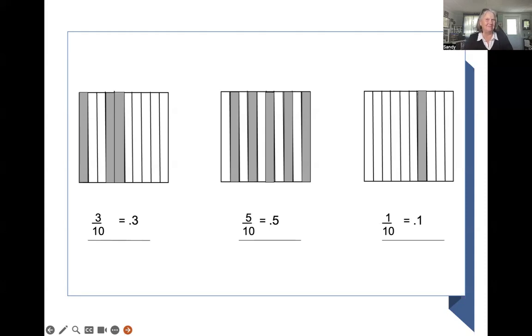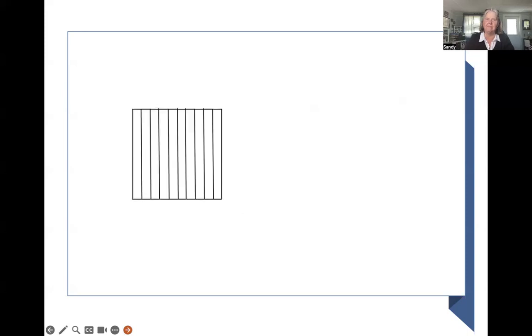Now, sometimes the teachers may say, "What did you write?" And they will say 0.3. Fair enough. But when I read it, I really want them to use the fraction names, right? That decimal, 3/10, 5/10, 1/10. Okay, so that's important to help your children when you're helping them at home. Read those decimals correctly, not just name the symbols they see.